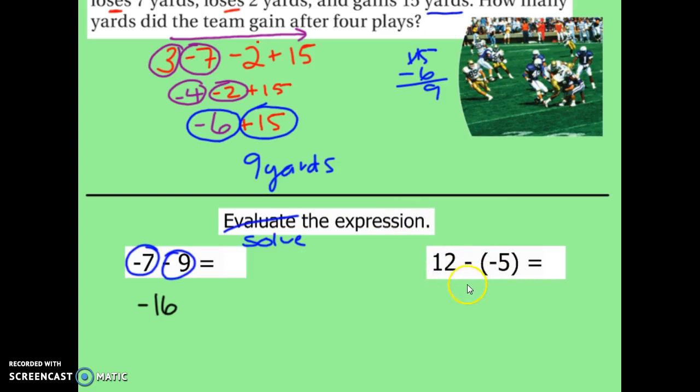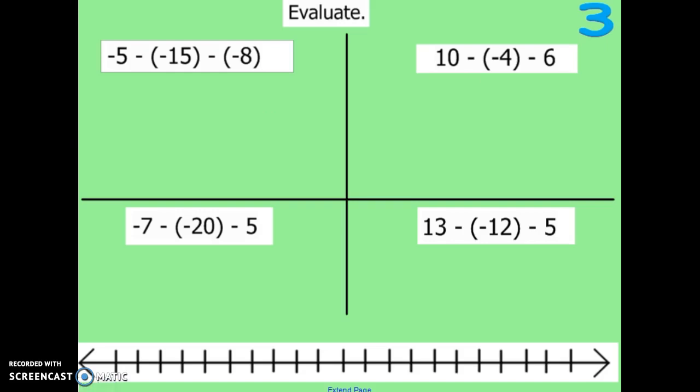Last here we have 12. And the opposite of a negative, remember, two negatives are going to make a positive. So 12 plus 5 now, because this is a positive, gives us 17. They're all positive, so it stays positive. Flip over to the back side.